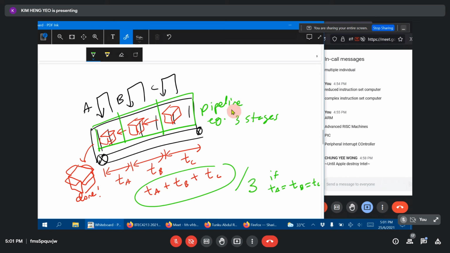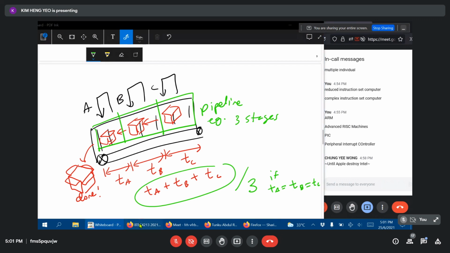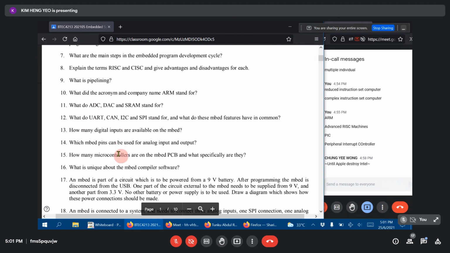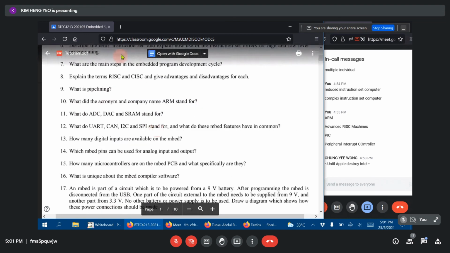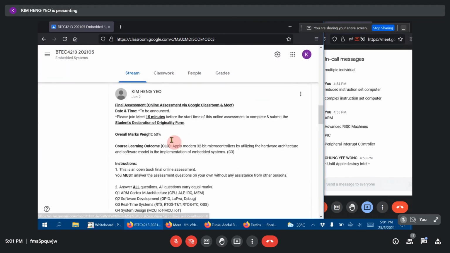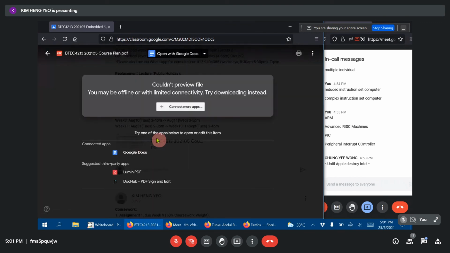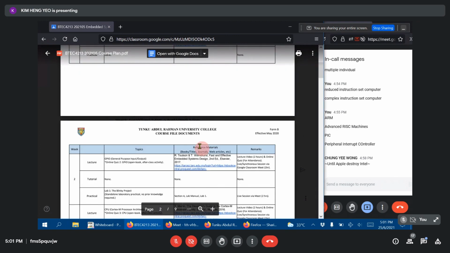Okay, right. So now the remaining questions. What does ARM stand for? What is ADC, DSC, SRAM? What is UART, CAN, I2C, SPI? All these remaining questions, right? They are all theory questions. You can find their answers. They are all end of chapter questions for the main textbook, chapter 1 and chapter 2.